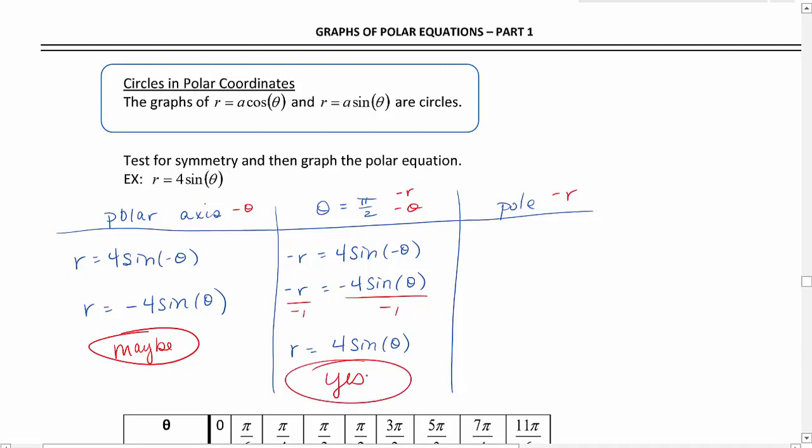which is great. So now that we know that we have side-to-side symmetry, we're only going to have to find theta values in quadrants 1 and 4 or 2 and 3. Let's see if we can make it even less with testing for symmetry with respect to the pole. We're replacing just r with negative r. There's no cleanup to do on the right. The only thing we could possibly do on the left is divide both sides by a negative. But that does not create the original. So this is a maybe.